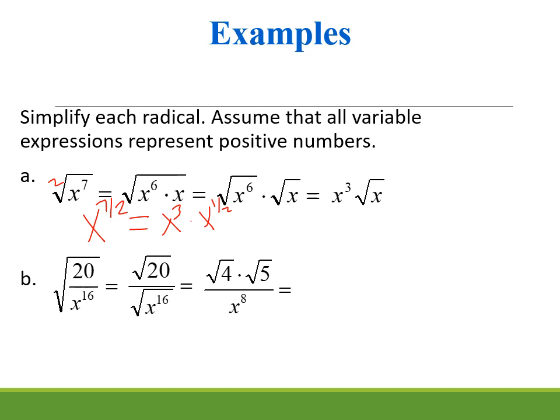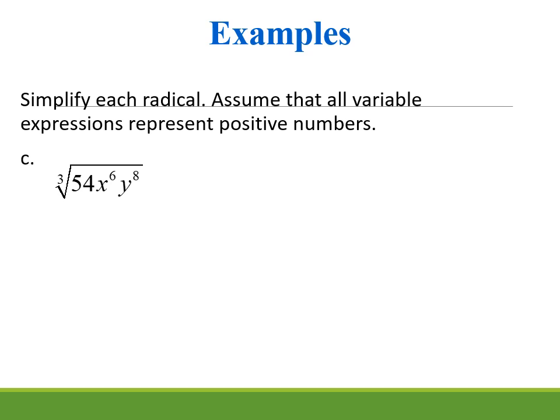On your denominator, you have x to the 16 underneath the radical. And 16 divided by 2 is 8. So x to the 8th. And together we get 2 times the square root of 5 over x to the 8th.